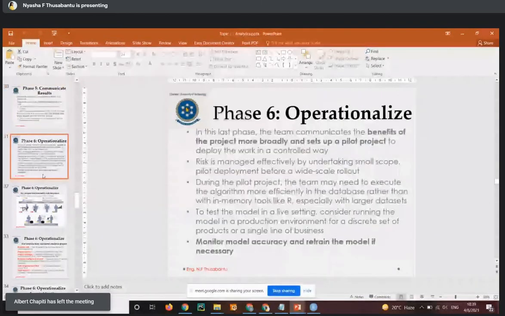Then operationalize the benefits of the project more broadly and set up a pilot project. So now you're trying to say, how best can we operationalize this project? How can we do our changeover? Do we run them in parallel? Do we do an abrupt cutoff to the Nyasha analytics system, or do we run them in parallel for a year and then see which is giving us the best results? There's always that resistance to change. You may have a very brilliant system, but if you don't know how to operationalize, if you don't know how to make people interested, it's hectic.